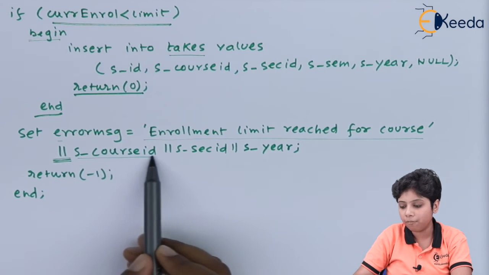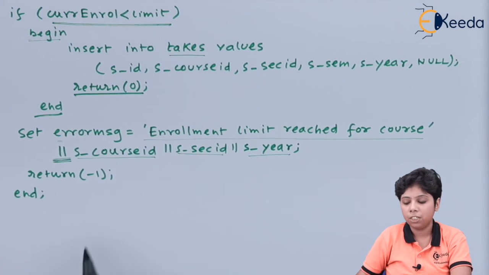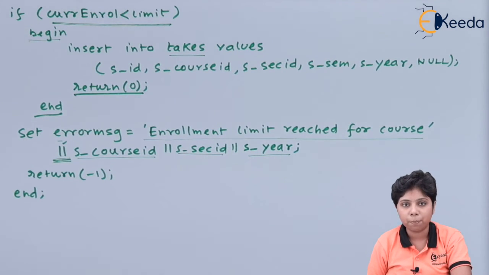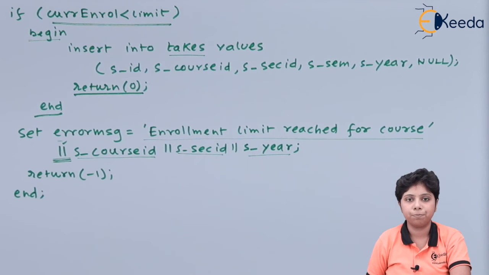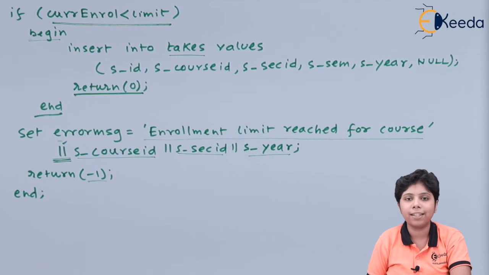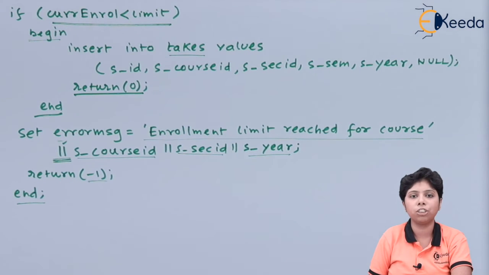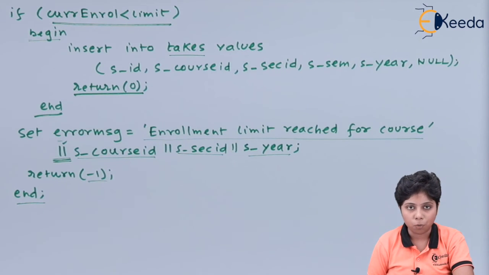Now I have put some values from the course ID, sec ID and year. So this delimiter pipe is actually defining the separation from a constant string to the values of variables. So I am returning a -1 to signify that the completion has not been done on a successful basis. And I have finally ended the function body. So this is for registering a student in a course.